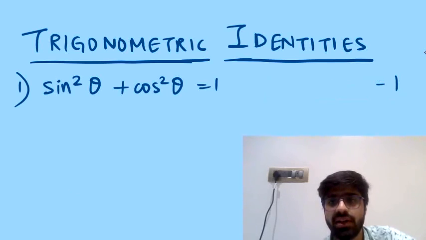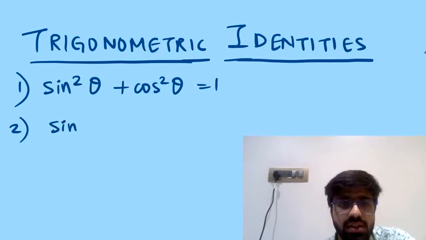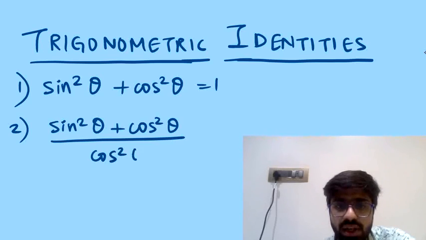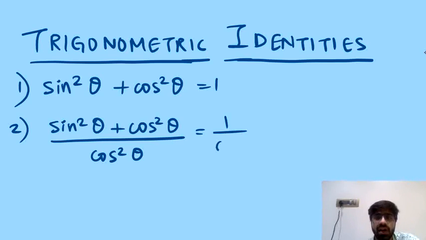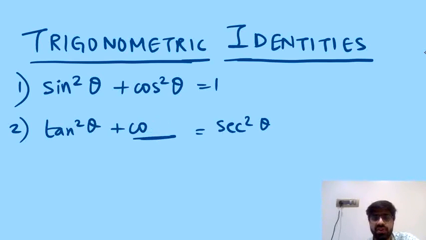The other two trigonometric identities can be obtained from this very identity. All you need to do is divide both the sides with cos square theta. So the second trigonometric identity is sin square theta plus cos square theta upon cos square theta. That's what I get when I divide left hand side with cos square theta. On the right hand side it will be 1 upon cos square theta. 1 upon cos square theta will be sec square theta on the right hand side, and when you separate cos square theta on the left hand side, you will have sin square theta upon cos square theta, which is tan square theta, plus cos square theta upon cos square theta, that will be equal to 1. So here's your second trigonometric identity, that is tan square theta plus 1 is equal to sec square theta.